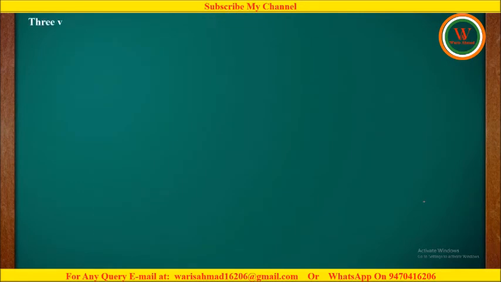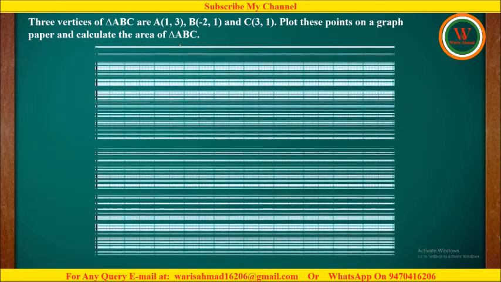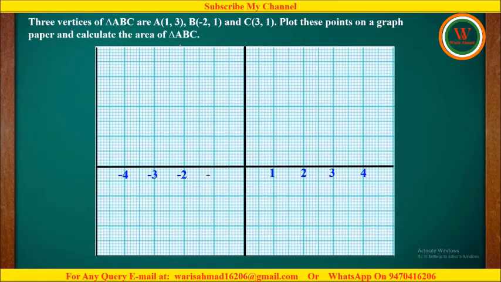Now let us consider a question. The 3 vertices of triangle ABC are A(1, 3), B(-2, 1) and C(3, 1). Plot these points on a graph paper and calculate the area of triangle ABC. So first of all, we have to take a graph paper. On this graph paper, we have to draw two different axes, x-axis as well as y-axis. After that, we have to plot the points.